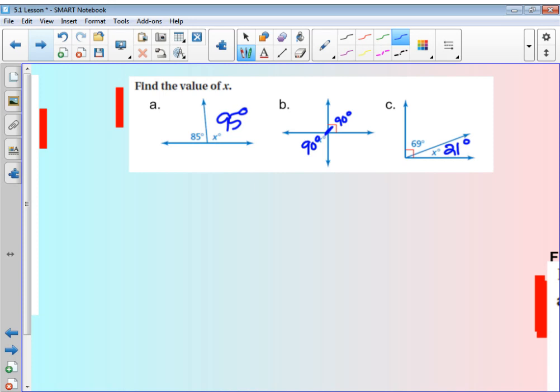Remember, the C, complementary, makes 90-degree angles. The supplementary S creates 180-degree angles. And then vertical angles are copies of each other. Those are the ones that are straight across from each other. Okay, they're straight across from the V part of an angle.